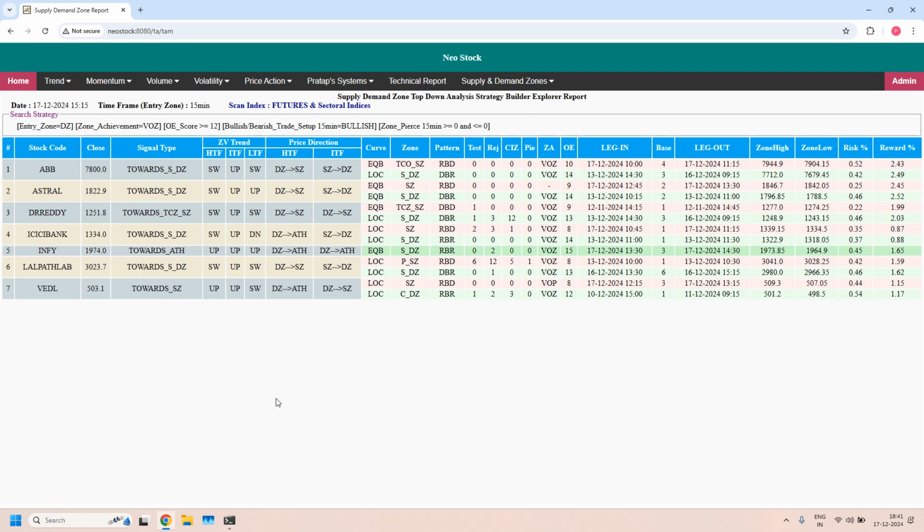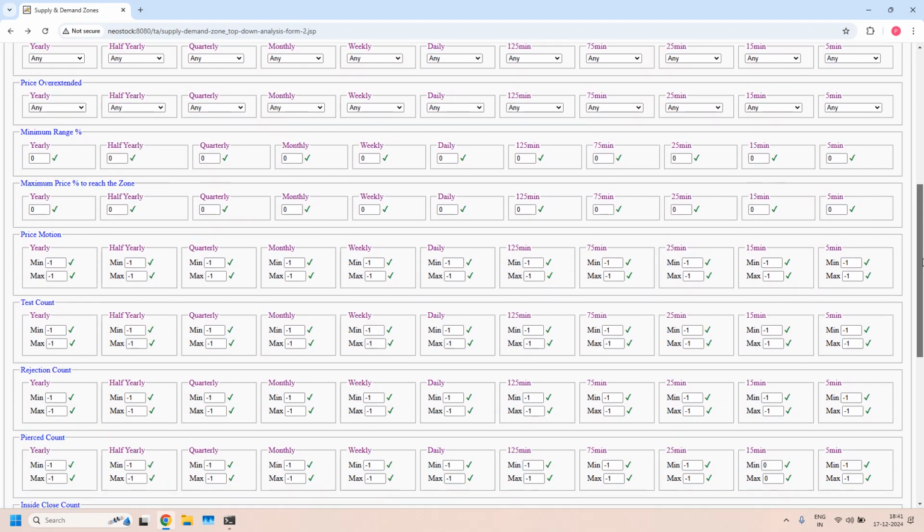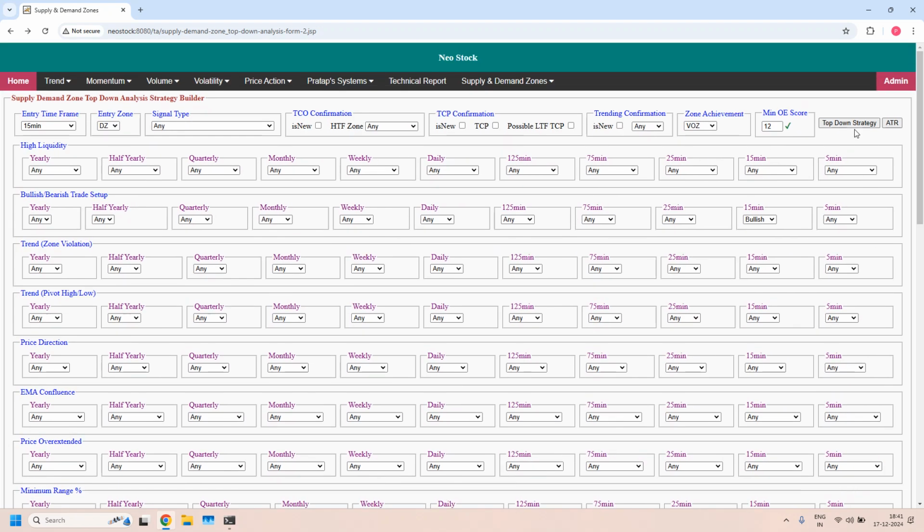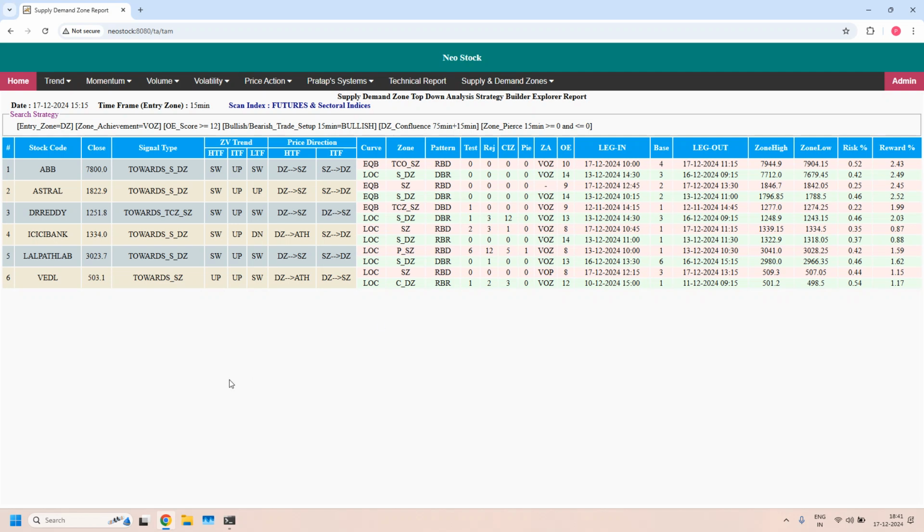Out of these 7 15 minutes demand zones, there could be some high probability setup supported zones available. We need to filter them. The first filter is based on LTF and ITF demand zone confluence, that is 15 minutes and 75 minutes demand zone confluence. I am enabling the filter. With this filter, out of 7, we got 6 stocks. In all these 6 stocks, these 15 minutes demand zones are part of the 75 minutes demand zone. And the 75 minutes trend is uptrend.